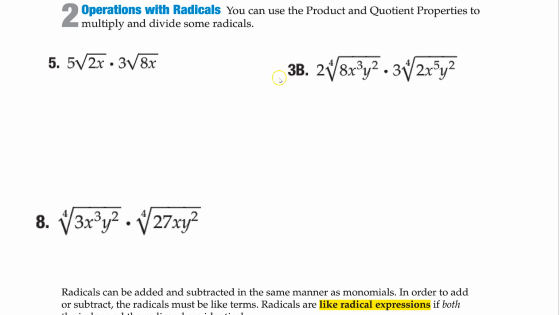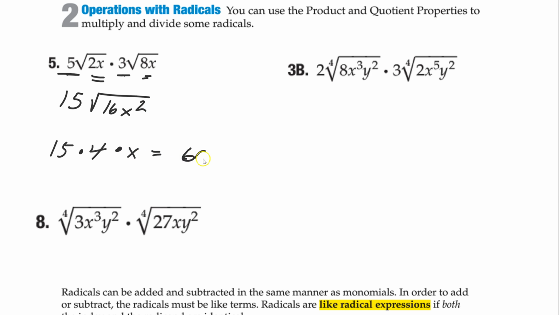Operations with radicals. So we're going to talk about how to simplify radicals this way. When you multiply radicals, you multiply the outside by the outside, so 15. And you multiply the inside by the inside, so radical 16x squared. Then we can reduce it. Square root of 16 is 4, and square root of x squared is x. So you get 60x.